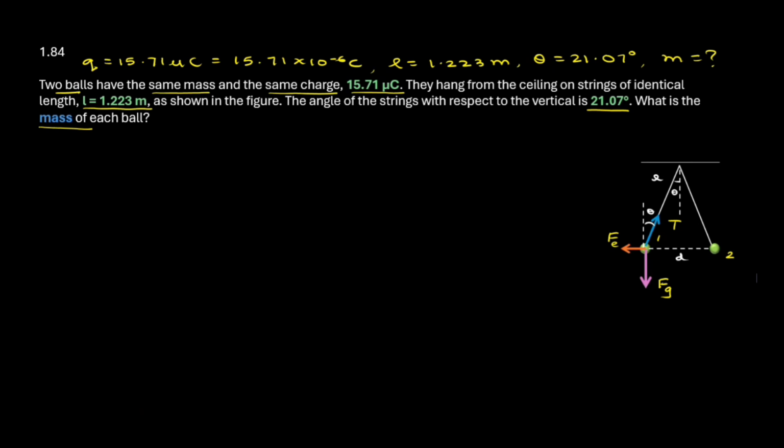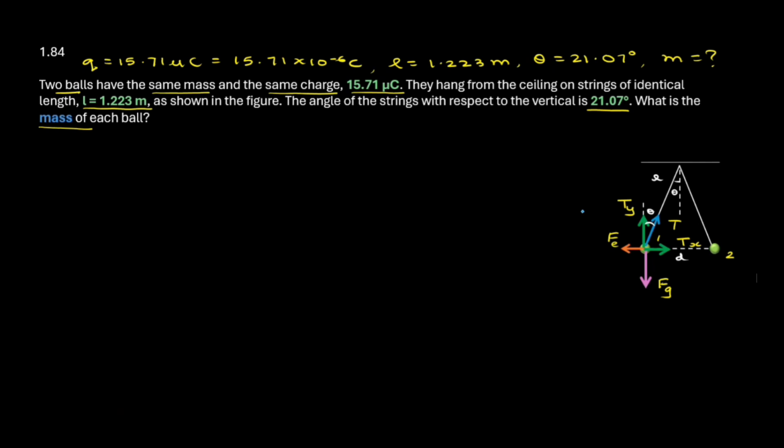Here, Fg and Fe lie on the y and x axis respectively, but the force of tension lies neither on the x-axis nor on the y-axis. So we have to split this force into its components. One component goes along the y-axis, we call it Ty, and the other component goes along the x-axis, we call it Tx. Now to calculate the mass m, we will write the equation of net force along the y and x-axis. So let us start along the y-axis.